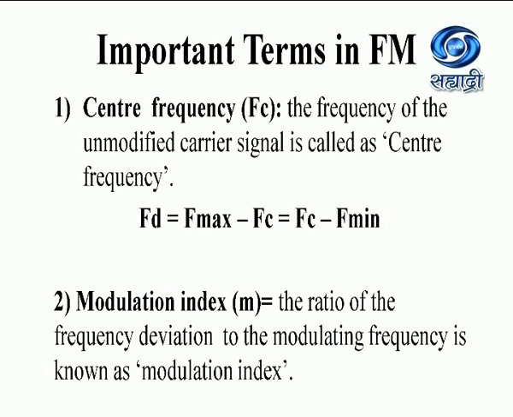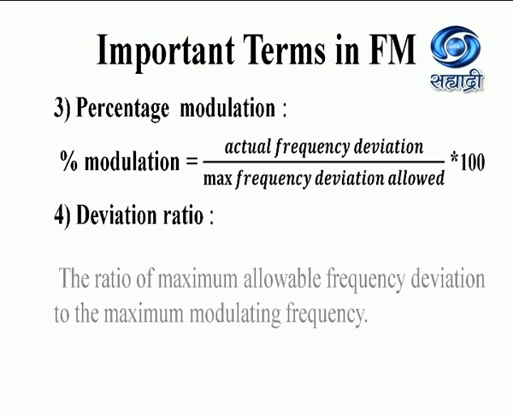The second term is modulation index, M. It is the ratio of the frequency deviation to the modulating frequency, and it is known as modulation index. So in frequency modulation, the formula for M is FD divided by FM.